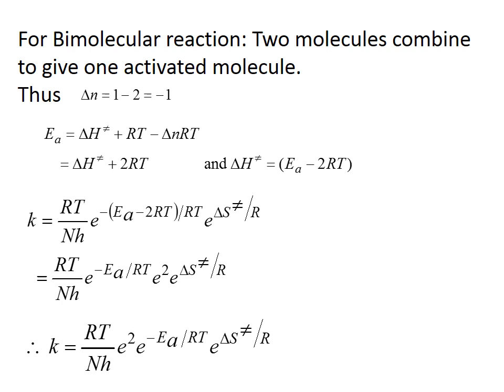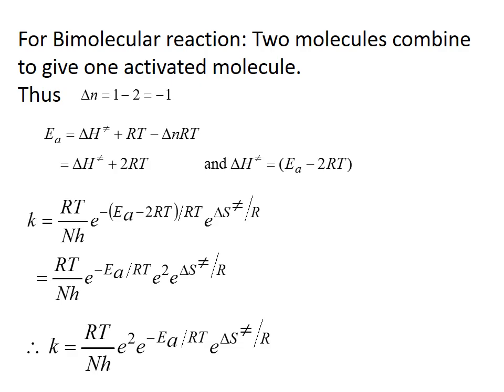Or we can say delta H double dagger will be equal to Ea minus 2RT, and you substitute the value. The k will be equal to RT by Nh into e power of minus Ea minus 2RT divided by RT into e power of delta S double dagger by R, and you rearrange the equation, you will get the final equation. The rate constant k will be equal to RT by Nh e square e power minus Ea by RT into e power delta S double dagger by R. For a unimolecular reaction, the rate constant equation has the term of e power 1. For a bimolecular reaction, you have the term of e power 2.